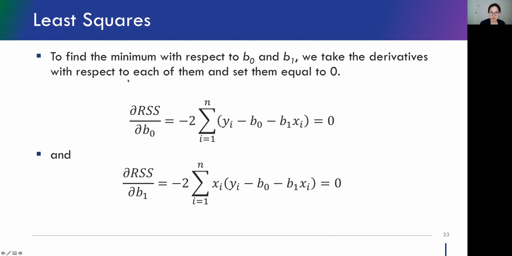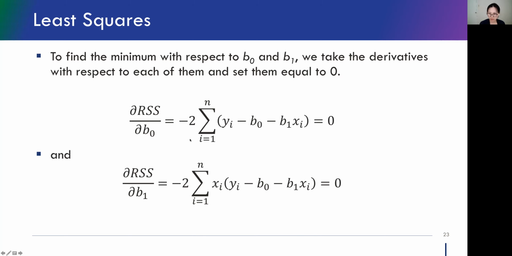And we're going to get a minimum with respect to these two unknown values. So we take the derivative of this RSS with respect to each of them and set them equal to 0. Well, if I remember correctly, this method, where you take the derivatives and then set them equal to 0, is called Lagrangian optimization. So it's a very common way to do optimization, but here we are going to find a minimum.